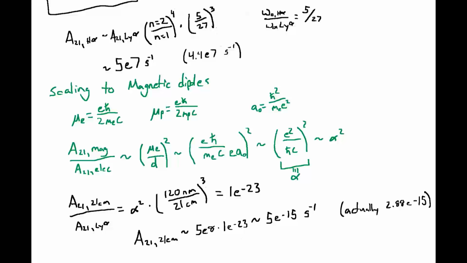And just to put this Einstein A coefficient in perspective, whereas the expected lifetime of a hydrogen atom in the n equals 2 state for Lyman alpha was about 2 nanoseconds, the inverse of 5 times 10 to the minus 15 seconds comes out to be around 10 million years.